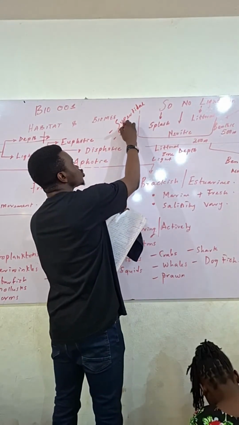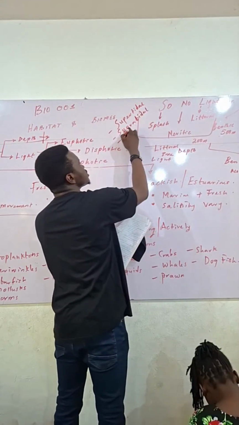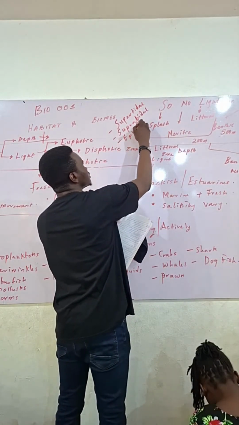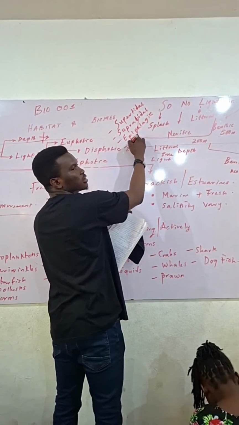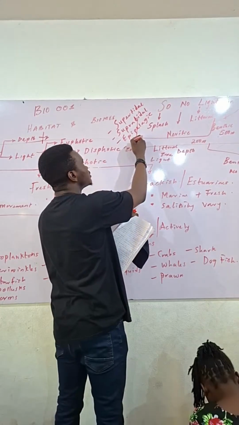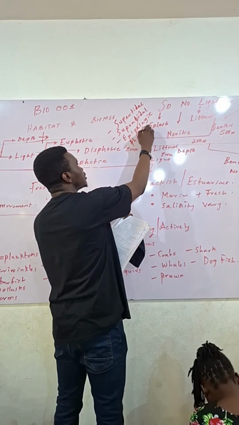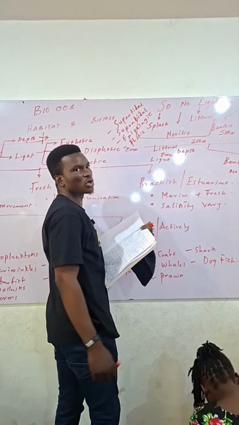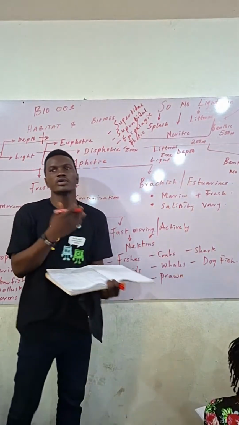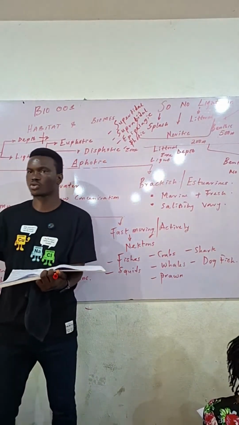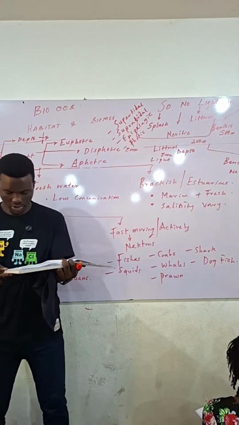It is also called supratidal. It is also called epipelagic. It is also called photic zone. And it can also be called surface zone. So all those are other names for splash zones. In case you see it in your options, you will know which one to pick.